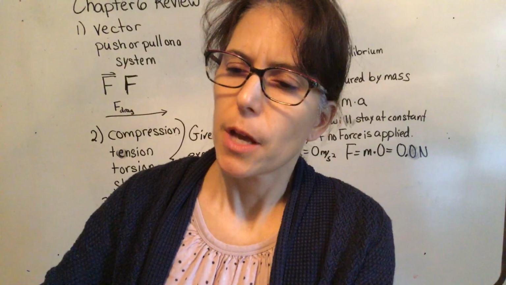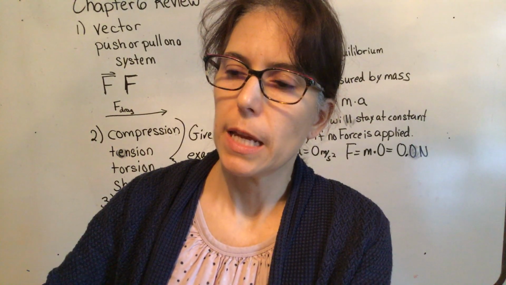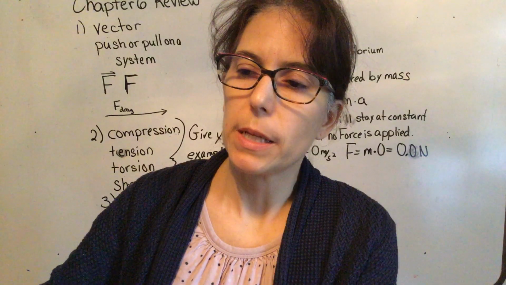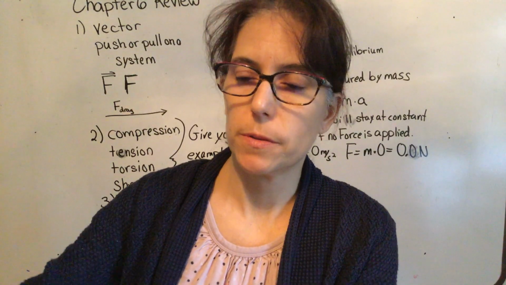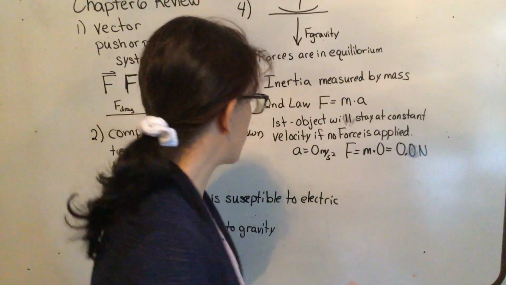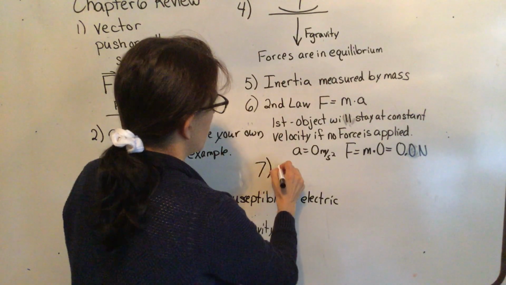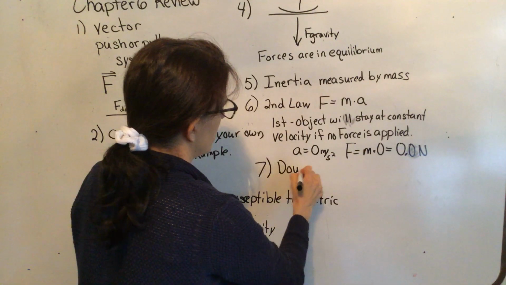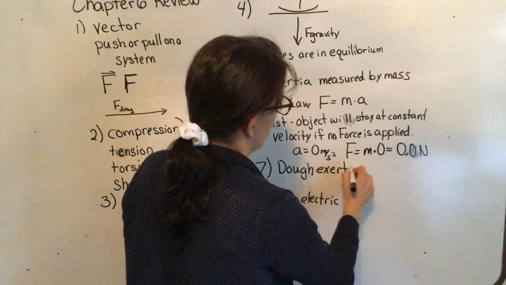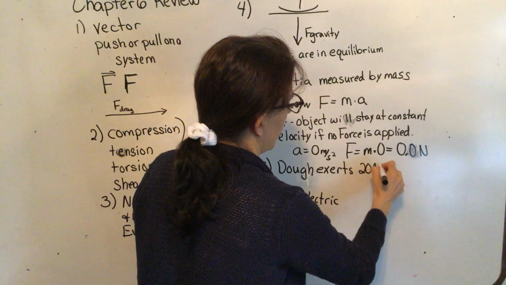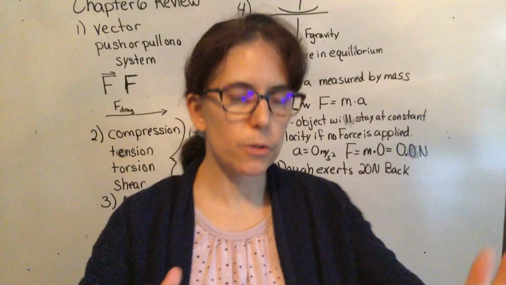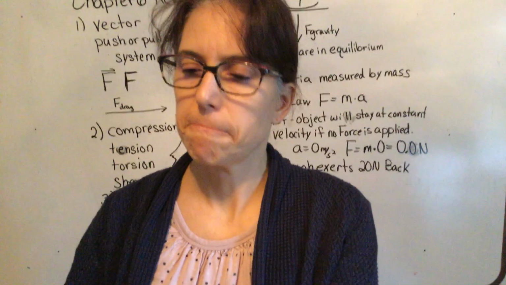Number 7. According to Newton's third law of motion, if you exert 20 newtons of force on a lump of bread dough while kneading it, what else must be true? Newton's third law: for every action, there's an opposite but equal reaction. So number 7, the dough exerts 20 newtons back, in the opposite direction. If you're pushing with 20, the dough pushes back with 20.